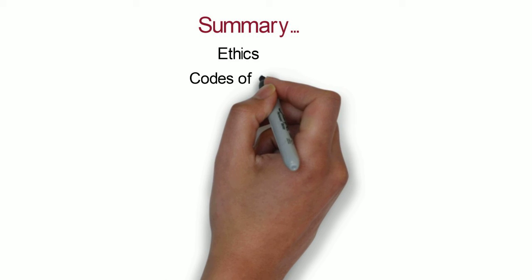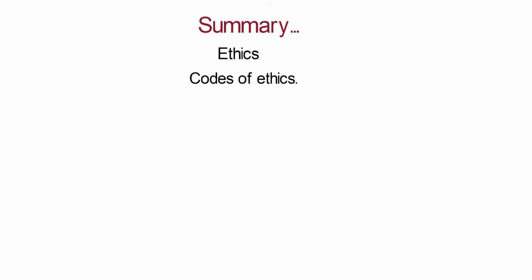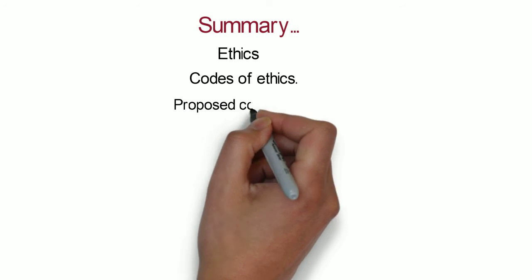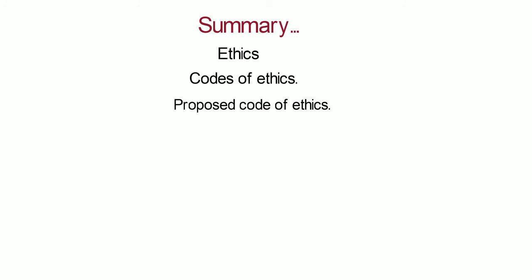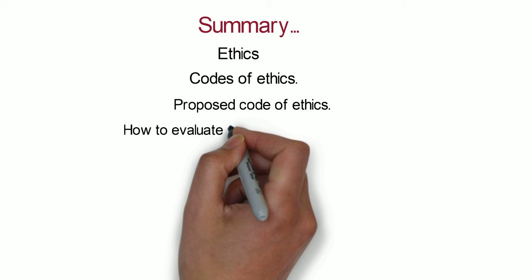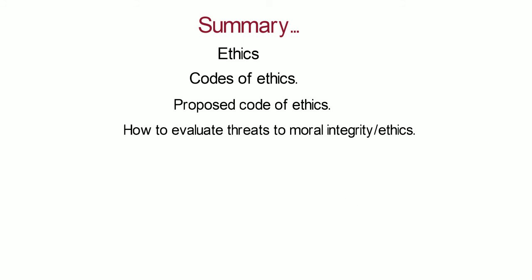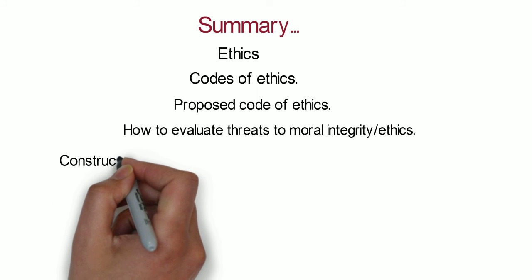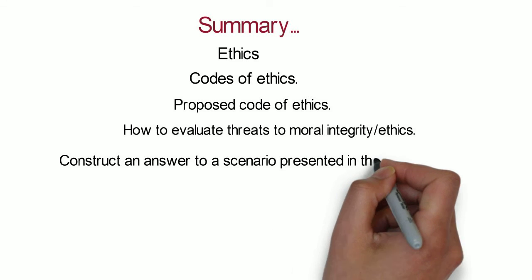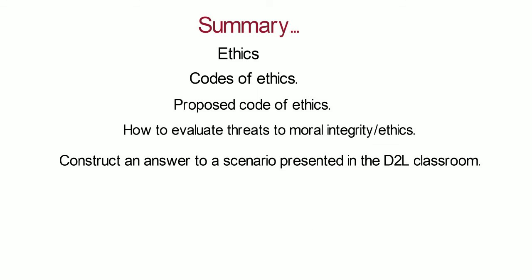In summary, we have defined ethics as the principles of conduct governing an individual or group. That was from Merriam-Webster. We discussed codes of ethics, and we looked at the existing codes from the American Nurses Association and the American Medical Association. We discussed the proposed Nurse Practitioner Code of Ethics, as presented by Peterson and Potter's proposed Code of Nurse Practitioner Ethics. We discussed using 4 phases to evaluate a threat to an NP's moral integrity and ethics. Finally, choose a scenario from the D2L posting to evaluate how to handle the ethical dilemma using a chosen code of ethics and explain your reasoning.